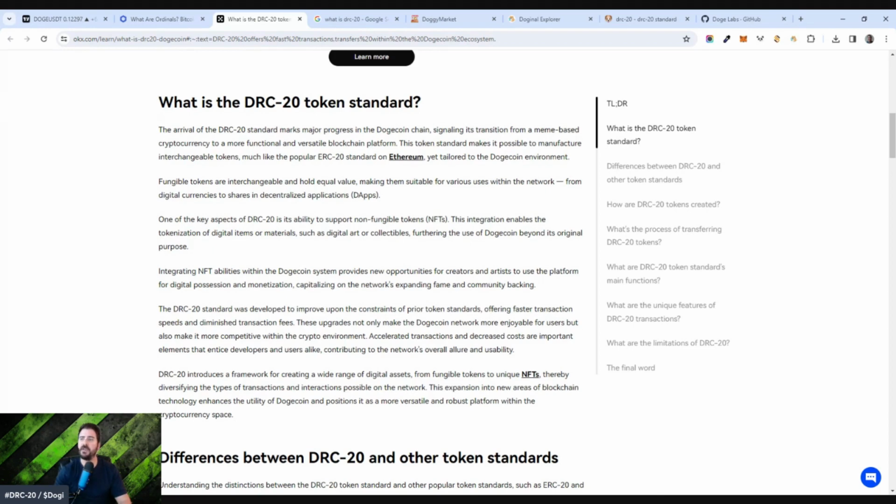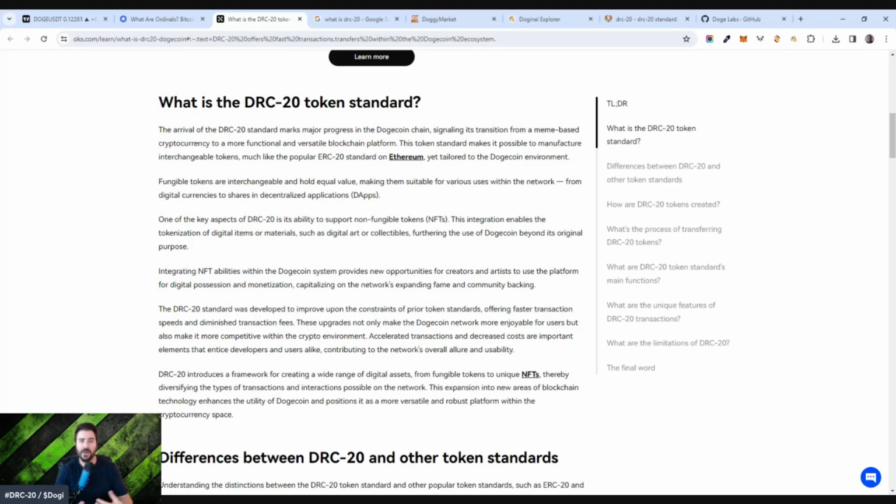This token standard makes it possible to manufacture interchangeable tokens such as the popular ERC-20 standard on Ethereum, yet tailored to the Dogecoin environment. Right. So it's always been quite expensive to create ERC-20 tokens on Ethereum, right? They're kind of the first to have programmable money, if you will, and programmability on the blockchain, Ethereum has, but it's very expensive. Gas is very expensive.